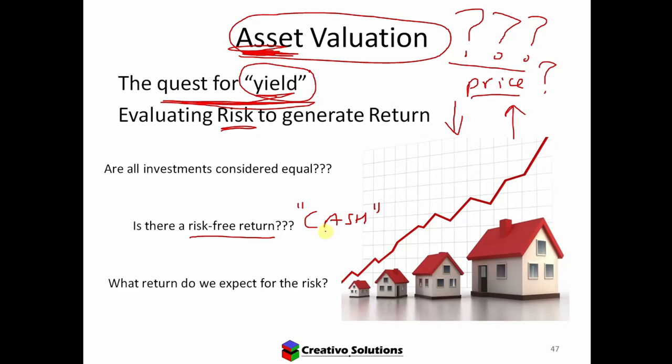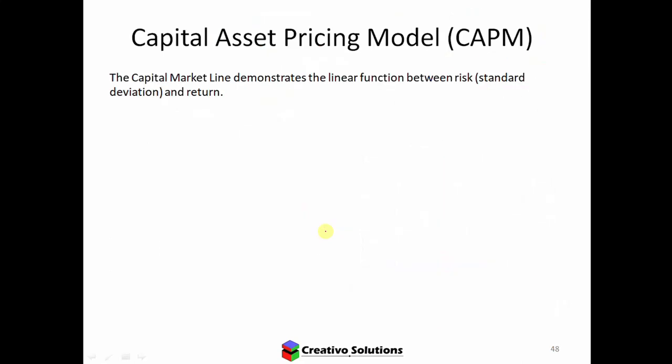And then the last question is just to consider what return would you expect for risk? And that's a very subjective question because you could be a very high risk investor, you could be very aggressive, or you could be very conservative. You don't like taking very, very big risks. So if you look at asset valuation, we need to look at some sort of model that's going to help us to measure this relationship between risk and return. So we call this the capital asset pricing model.